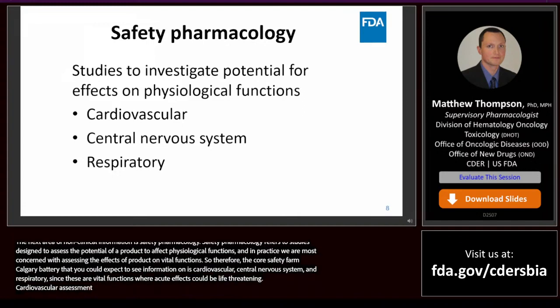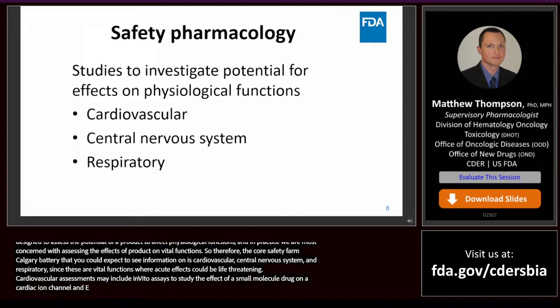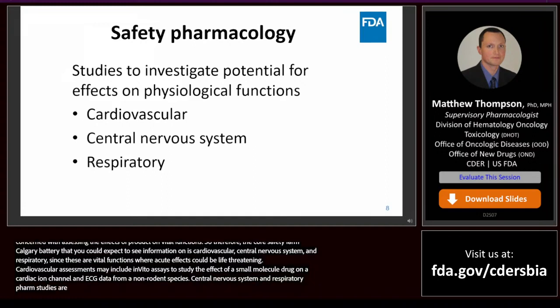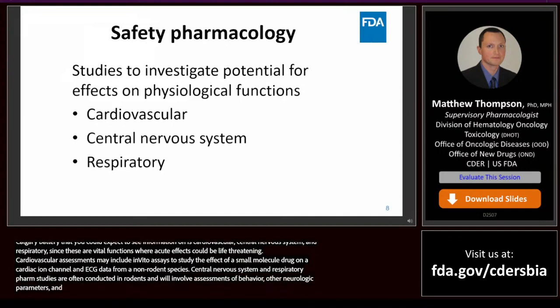Cardiovascular assessments may include in vitro assays to study the effect of a small molecule drug on a cardiac ion channel, and ECG data from a non-rodent species. Central nervous system and respiratory safety pharm studies are often conducted in rodents and will involve assessments of behavior, other neurologic parameters, and respiratory parameters such as respiratory rate and tidal volume.